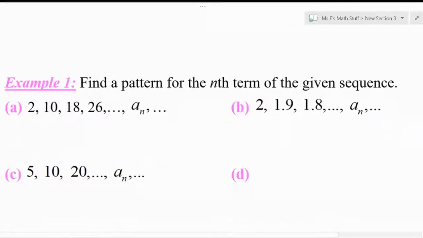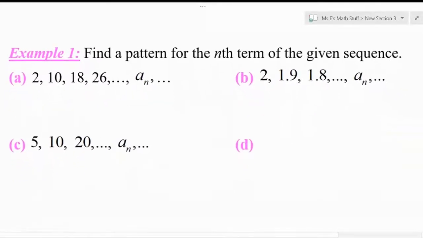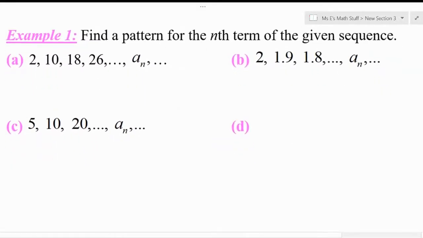Okay. So let's see if you can do what we did in the warm-up with these examples. So the directions say find a pattern for the nth term of each given sequence. And then D is left blank on purpose. So go ahead and see how example 1 treats you, and then check in with me in the next video. Good luck.